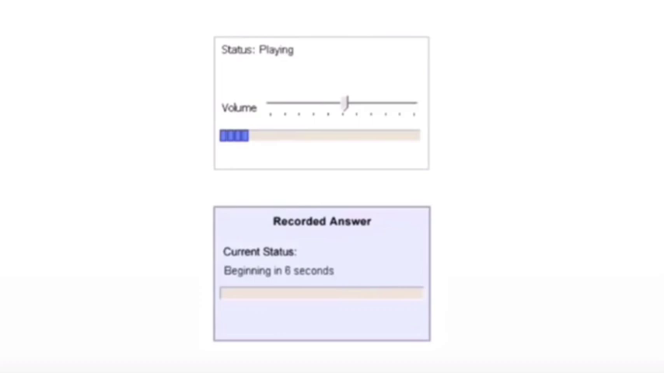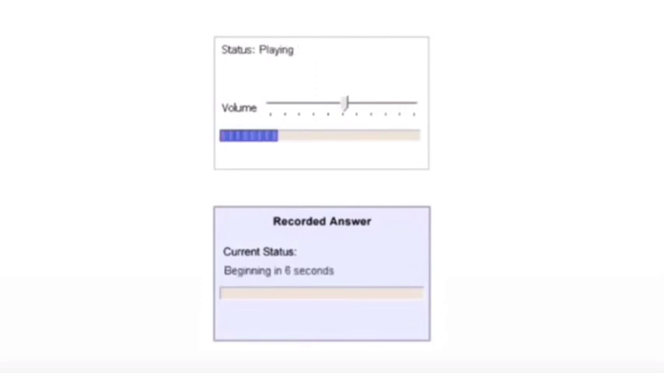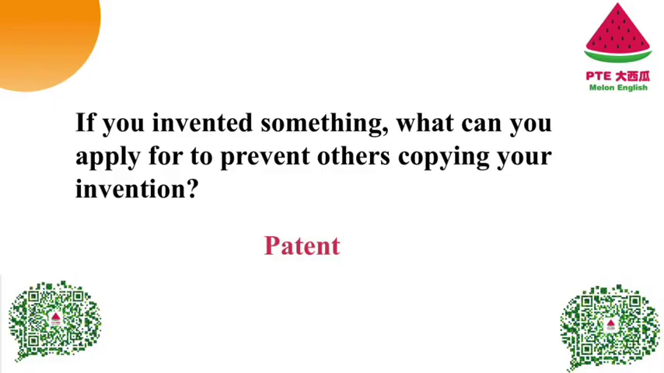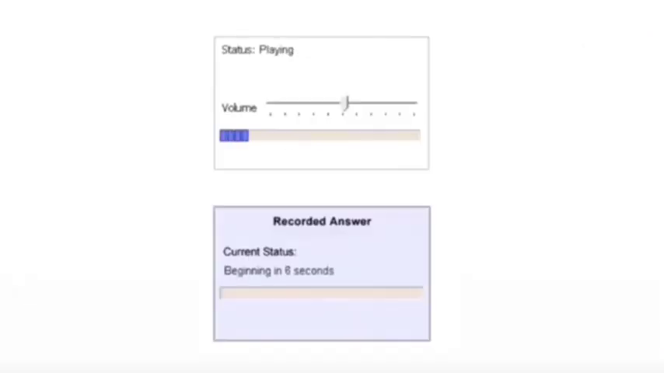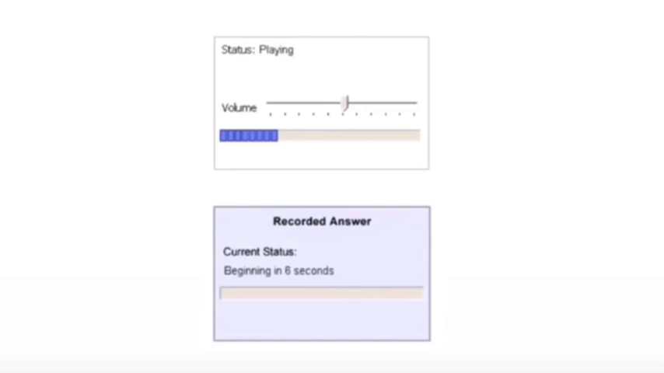If a parent has a couple of children, how many children does he have? 2. If you invented something, what can you apply for to prevent others copying your invention? Patent. What century are we in now? 21st century. How do we call the animals and plants preserved in the rocks? Fossils.